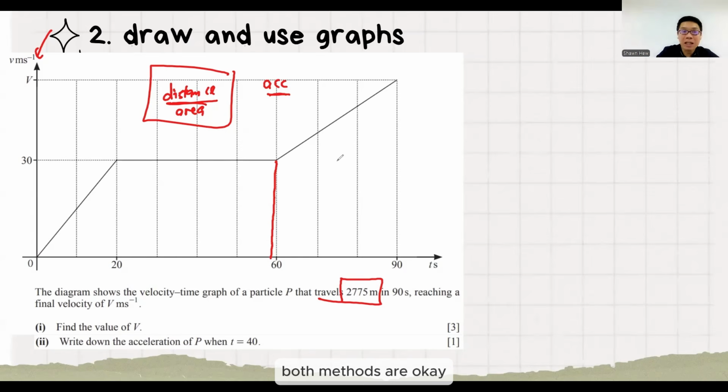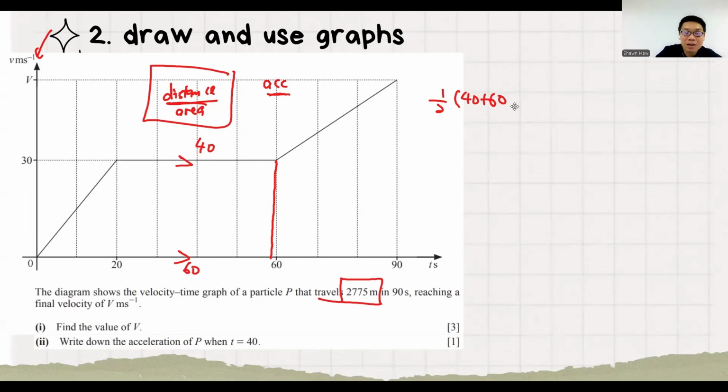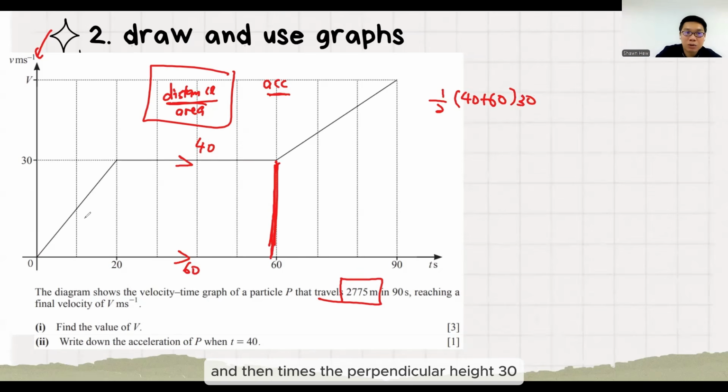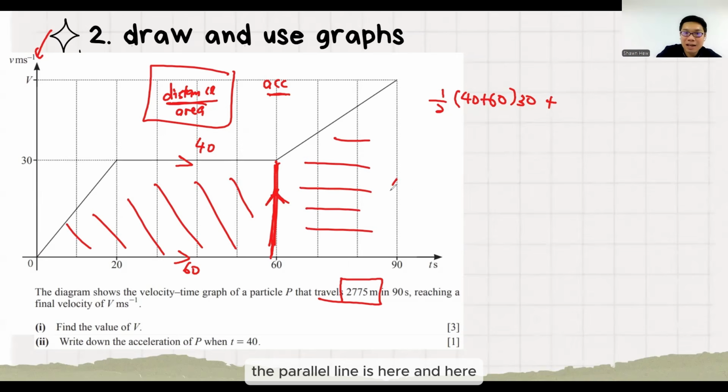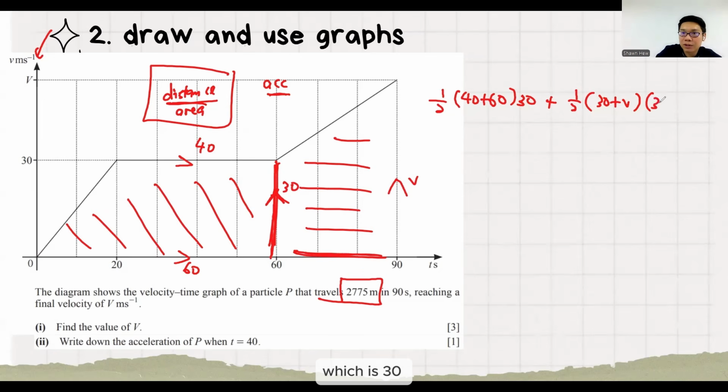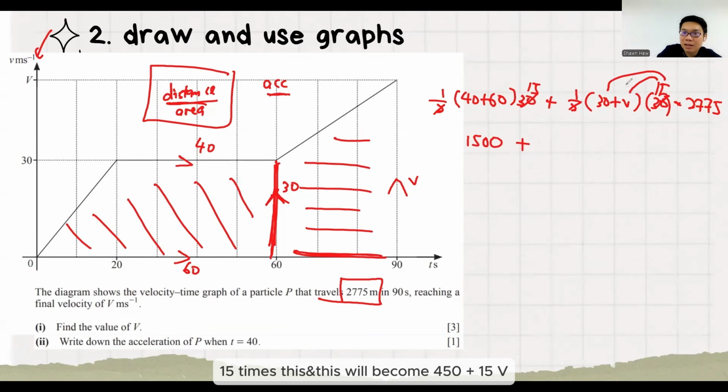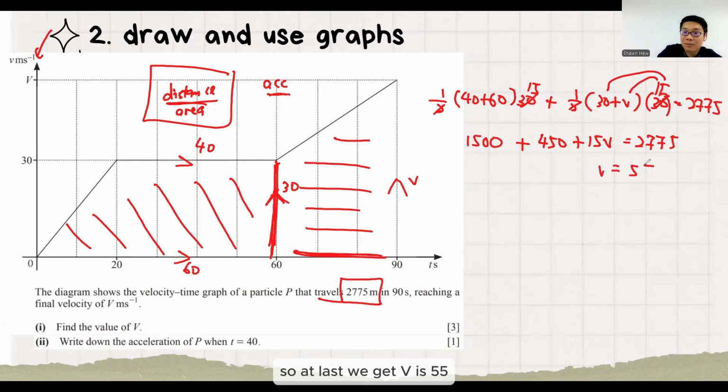Both methods are okay. If you use trapezium, we find these two parallel lengths have different lengths, so we need to find the average of them, then times the perpendicular height, 30. This is for the first part. For this part, the parallel lines are here and here. We find the average of these times the perpendicular height, which is 30. So this whole thing is 2775. This part is 1005. 15 times this becomes 450 plus 15v. So at last we get v is 55.